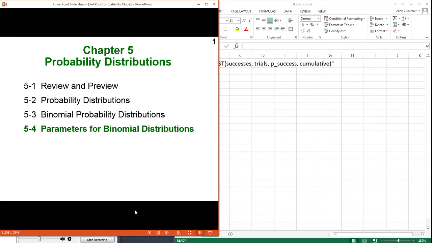For section 5-4, chapter 5, section 4, we need to talk about the parameters for binomial distributions. Basically what this means, we need to talk about mean, variance, standard deviation, and the rule of thumb as it applies to the binomial probability distribution.